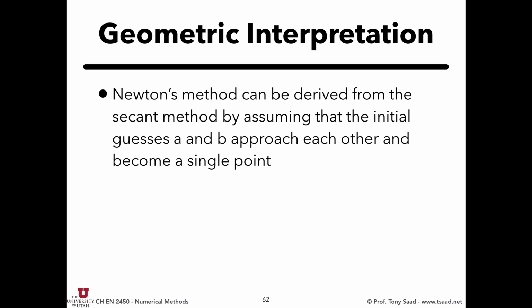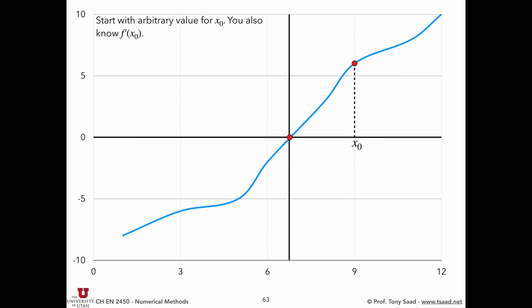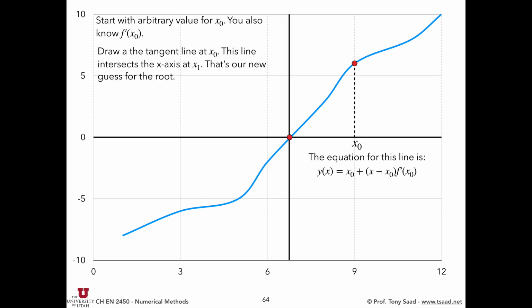If you remember, with the secant method we used two points and drew a line between them. Now, if we shrink both points together, that line is going to become the derivative. This is exactly Newton's method. Let's see how this works. First, we start with an arbitrary guess value for x0. Let's say x0 equals 9 in this case. Remember that we know f prime at x0. So we can draw a straight line that is tangent at point x0.